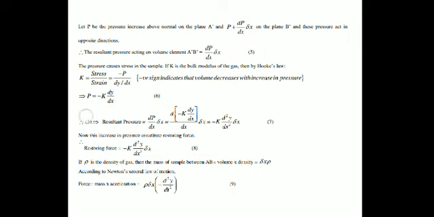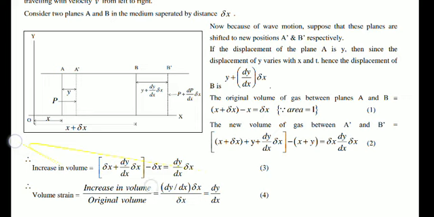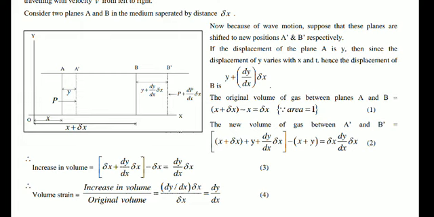So what can we find out? We can find out the increase in volume. So increase in volume is again final volume minus original volume, and we are getting dy by dx into delta x. Now we have found out increase in volume and original volume, so we can find out the volume strain, that is increase in volume divided by original volume. So for the volume strain, we get this formula dy by dx.